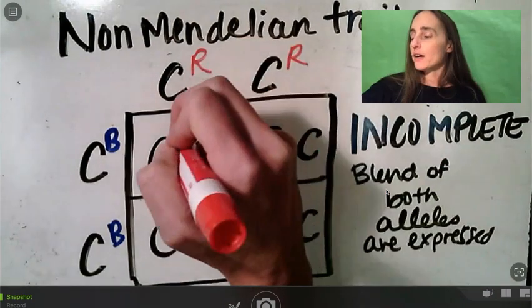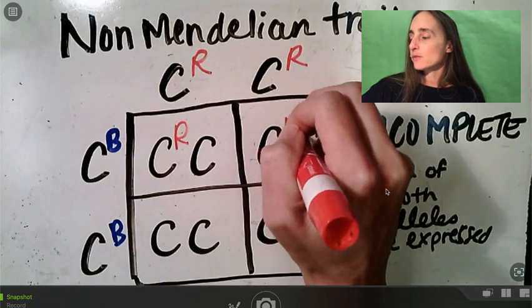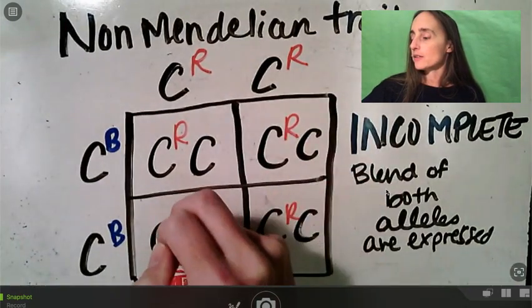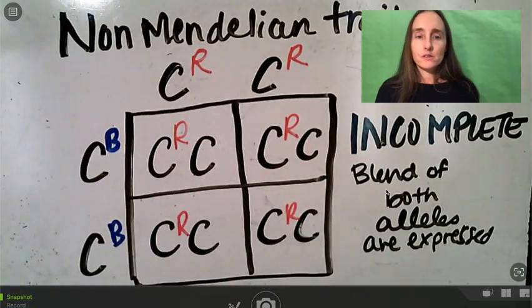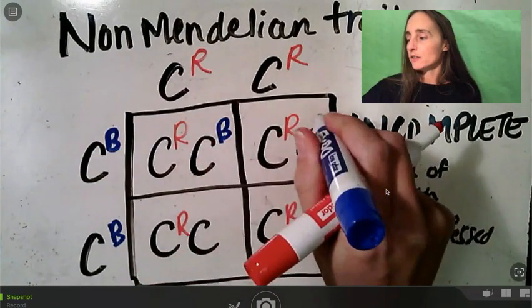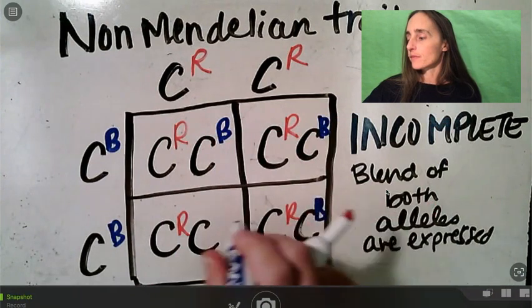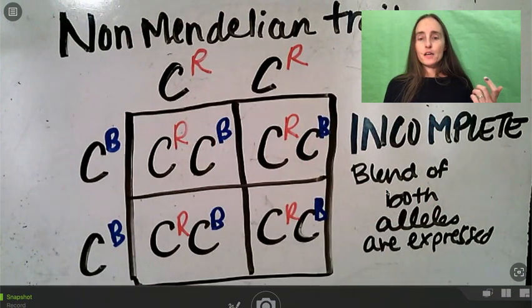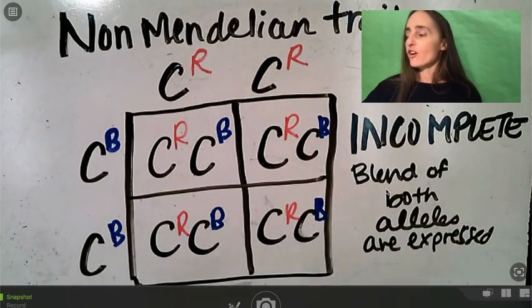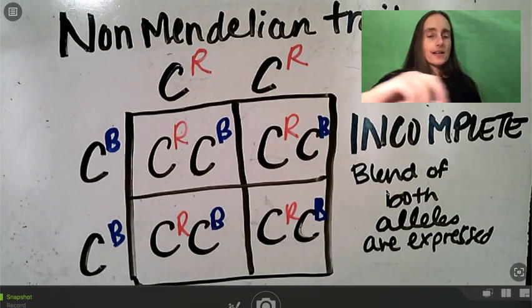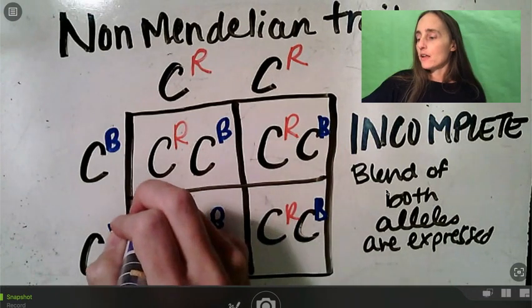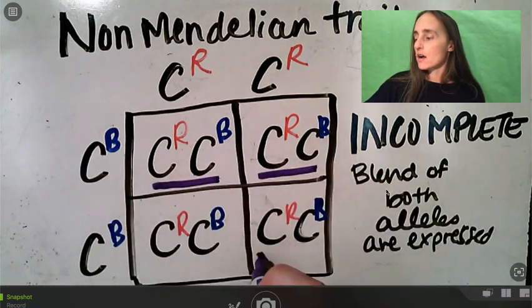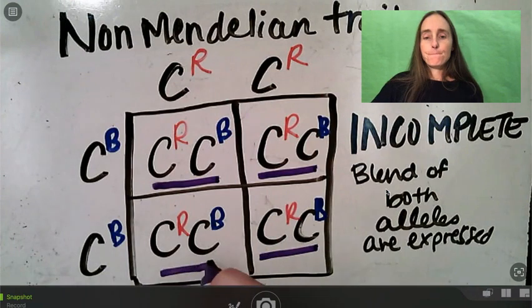Okay, and then I'd be like, all right, so this one's red, and this one's red, and this one's red, and this one's red. What order do I do them in? Whatever order I want to do them in. I don't care. You could do the B first if you wanted. Nothing's dominant. Okay. What did I just make? If it's a blend of both alleles expressed, then these are all purple.